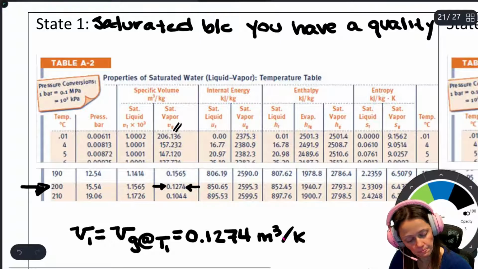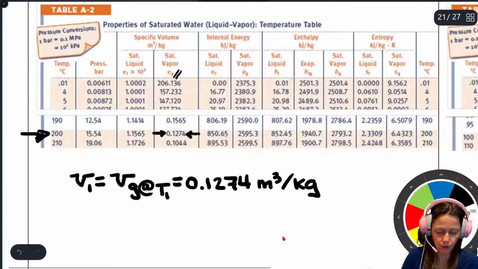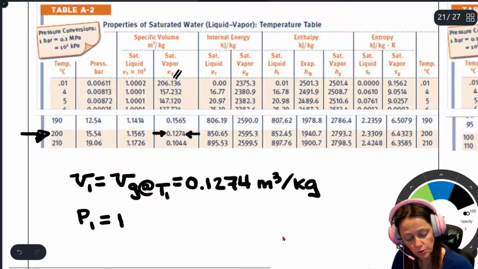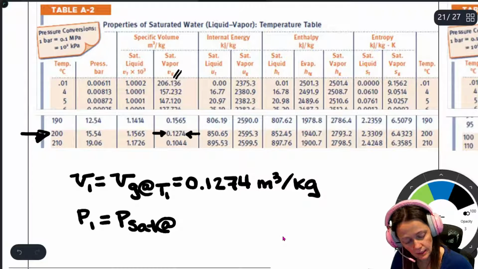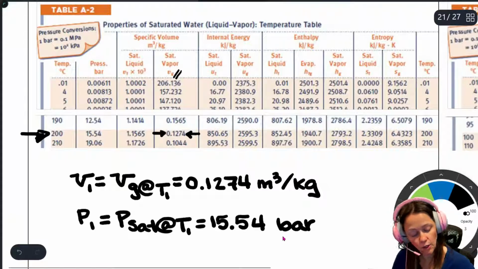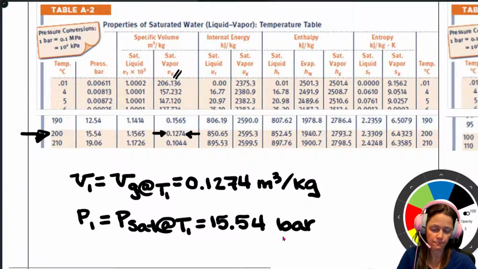And then the other thing we need, of course, is our pressure. Because it's saturated, there's only one possible pressure that it could be at, and that's 15.54 bar. Perfect. So we went ahead and fixed state 1. We need to fix state 2.